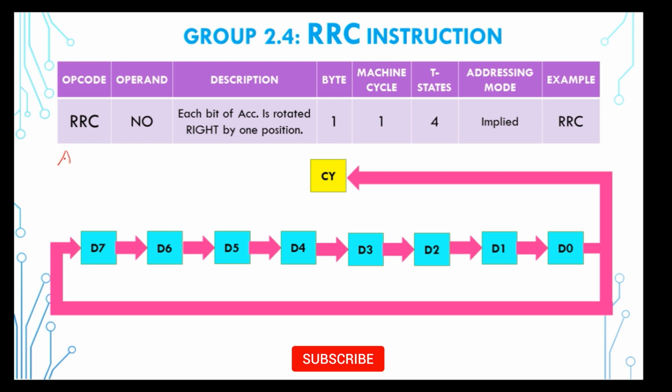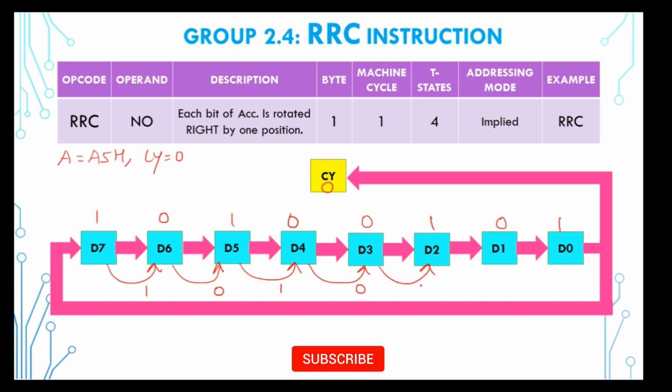assuming that accumulator has A5 hex and carry flag initial value is once again 0. Now writing its binary equivalent, 1 0 1 0 and 0 1 0 1, A5, carry flag value is 0. Now rotate towards right direction to perform RRC instruction. So rotating the bits, now D6 will have 1, D5 will have 0, and then 1 0 0 1 and 0.